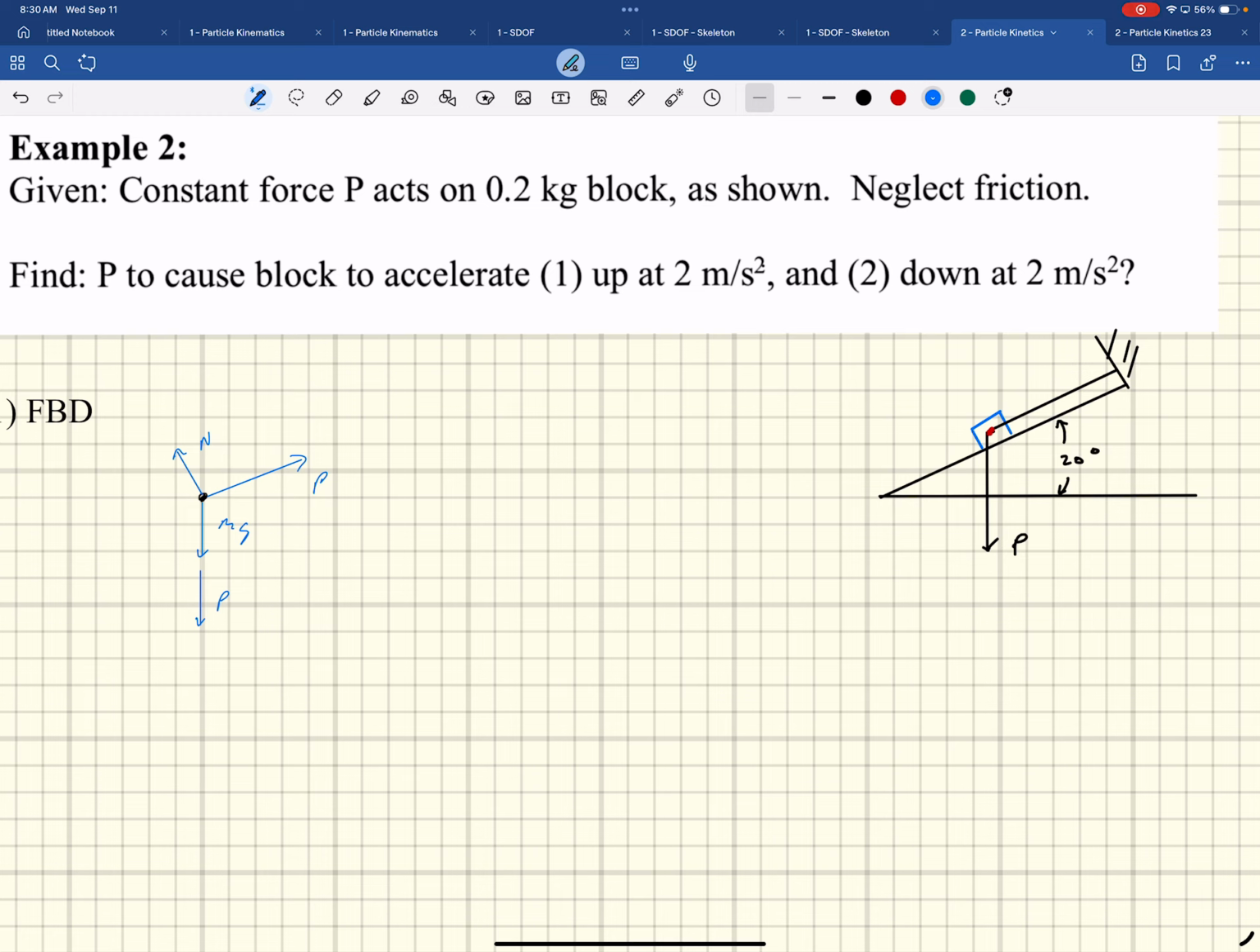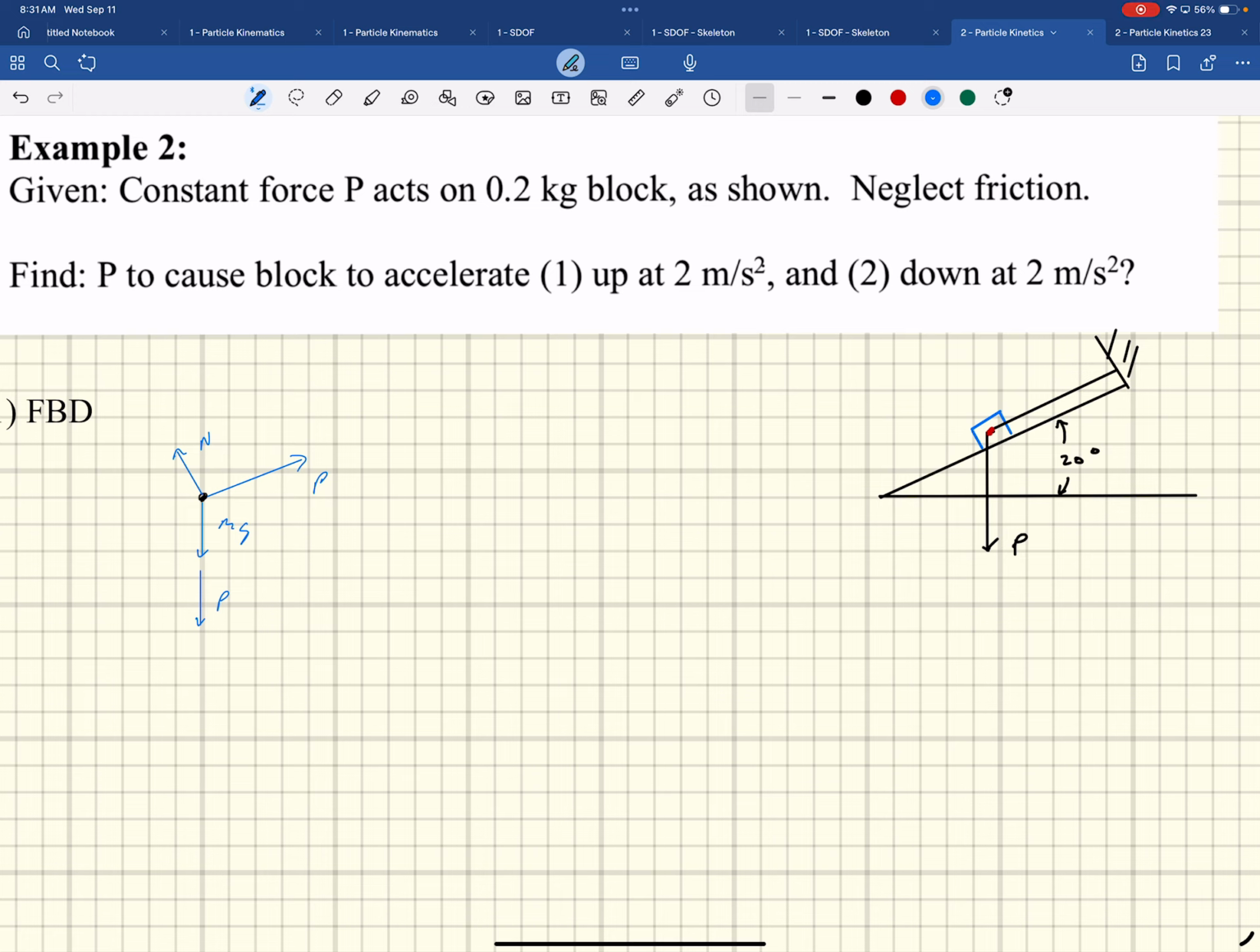Mass times gravity down, P going up to the right, normal force doing that. Okay. I need to put coordinate systems, right? I hate ramps because it's like, do I tilt my axes or leave my axes the same? I don't know if there's any real steadfast rule. You could do it either way.